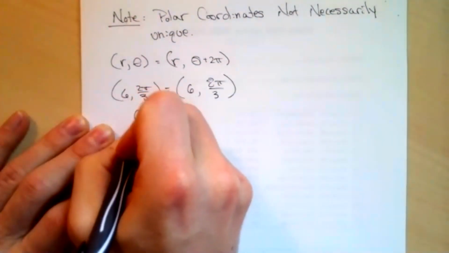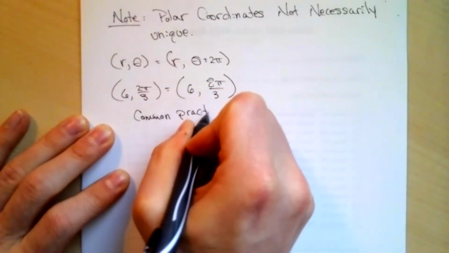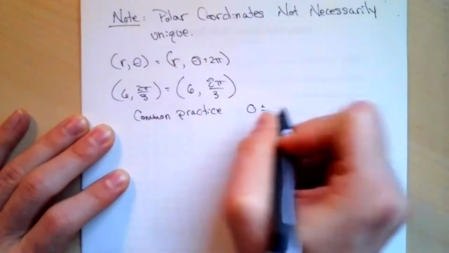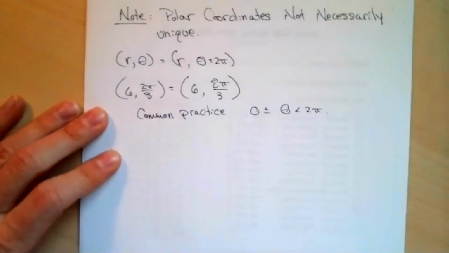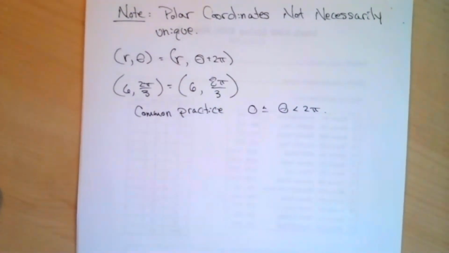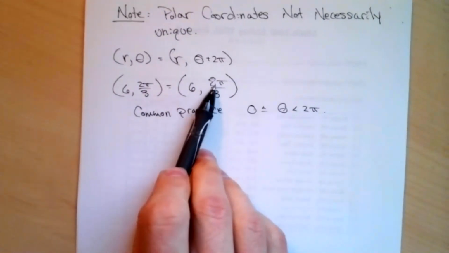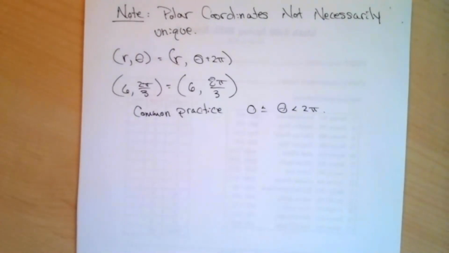Common practice, though, is to restrict theta between 0 and 2 pi. But just a heads up, you might see angles that are bigger than that. And you can always reduce, if you want, if you see something like 8 pi over 3 as your theta, you can always bring it back to 2 pi over 3.